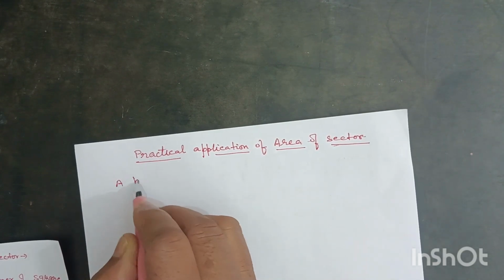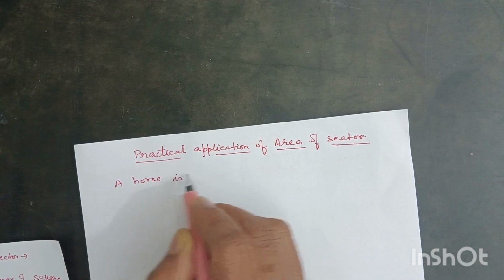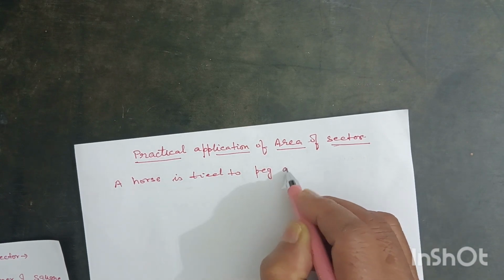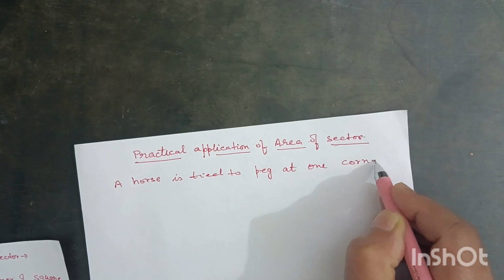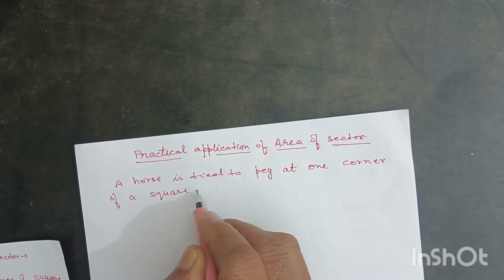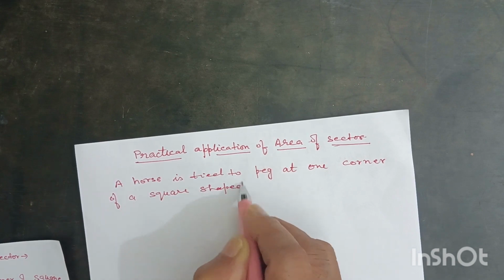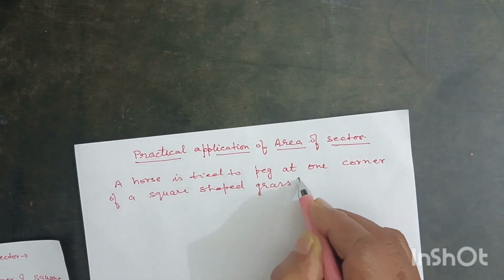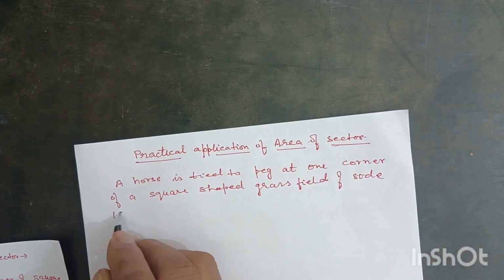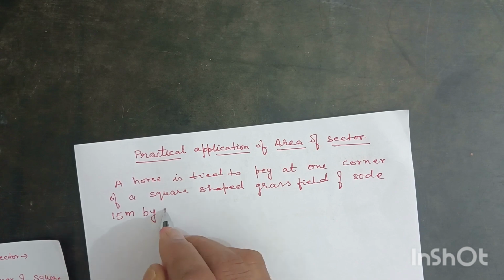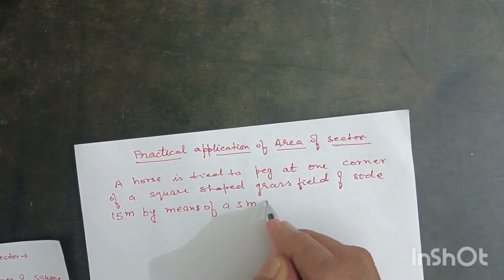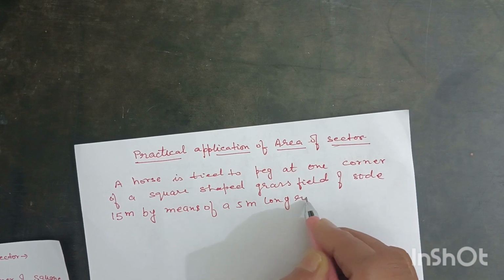A horse is tied to peg. पेग का मतलब खूंटा होता है, peg at one corner of a square shaped grass field of side 15 meter by means of a 5 meter long rope.